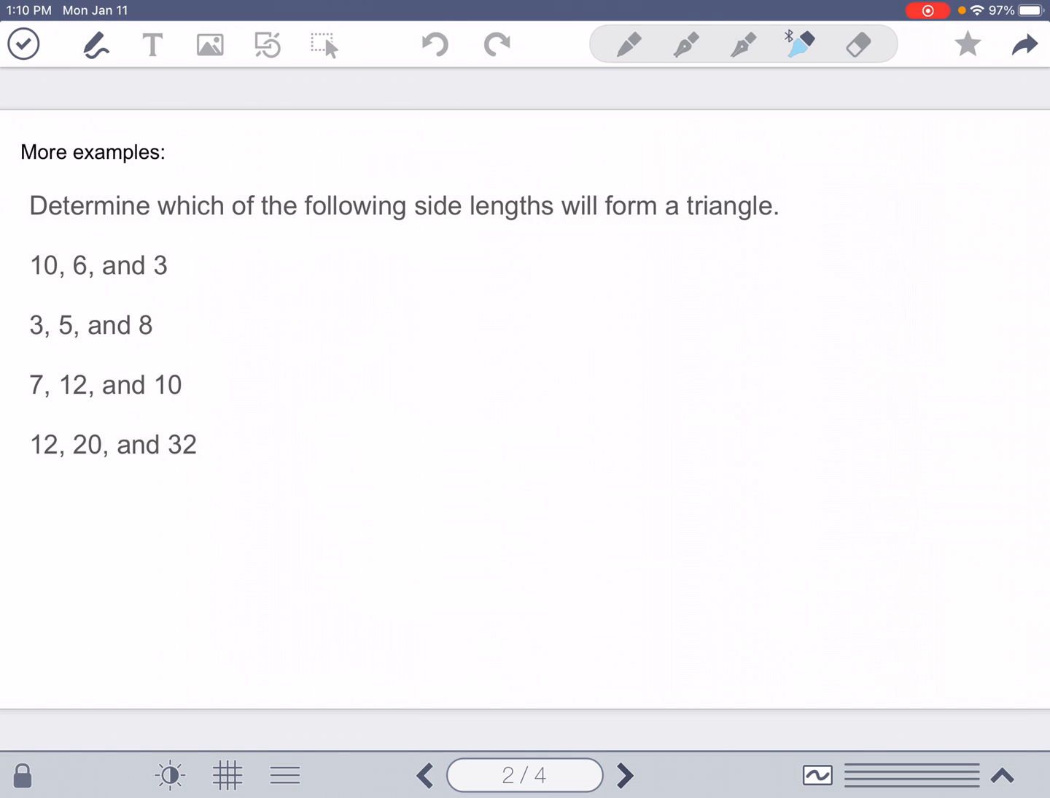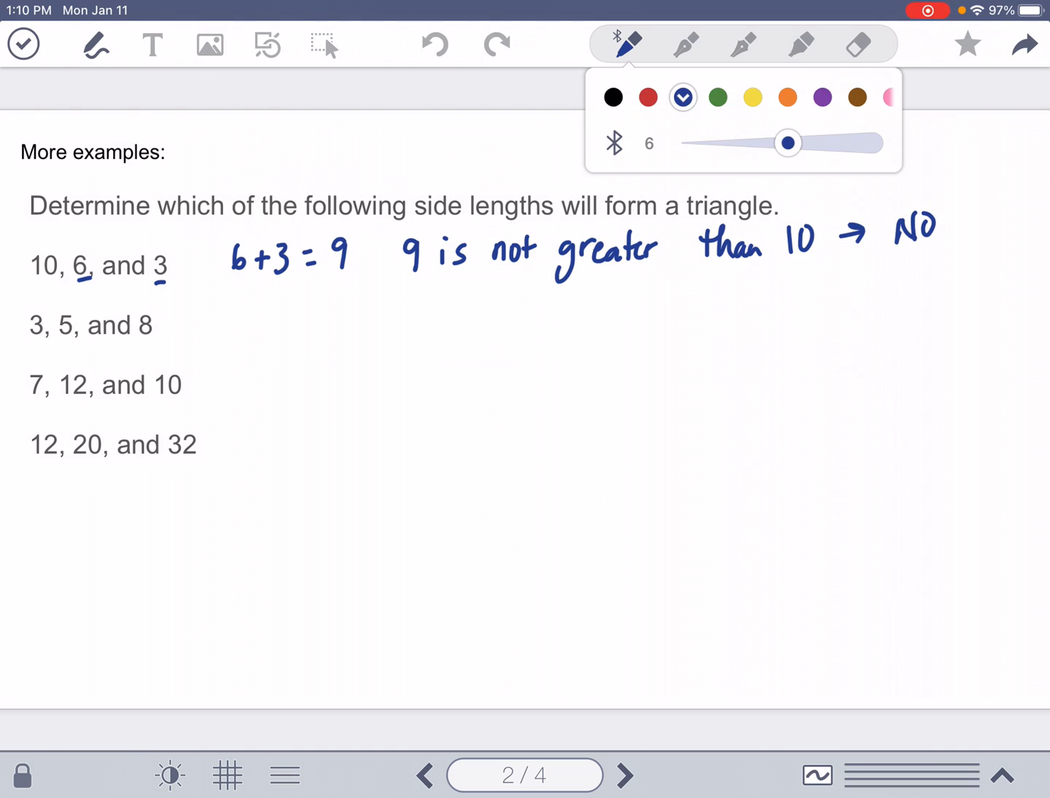So let's look real quick. 10, 6, and 3. 6 and 3 are the 2 smaller numbers. 6 plus 3 is 9. Is 9 greater than 10? 9 is not greater than 10. So this one would be a no.